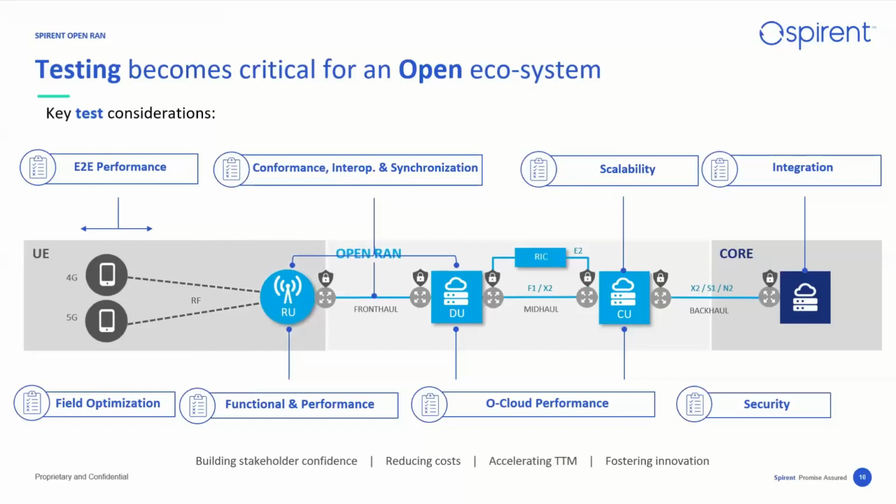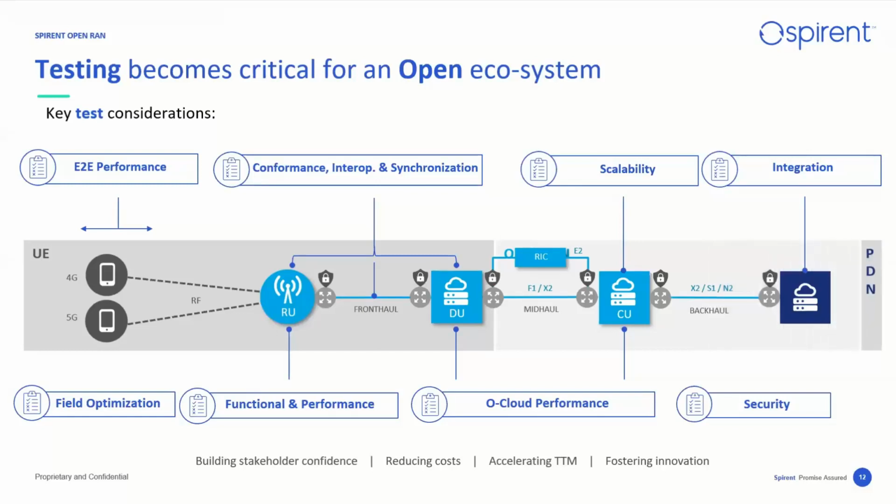So at Spirent, we provide testing where we can isolate, or we can provide just the emulation for the rest of the entities except the device under test. Let's say in some scenario where the DU and CU are the device under test, we can emulate the RU, we can emulate the traffic and number of users, we can emulate the core, and we can provide the complete testing. Moving on, if the CU is the device under test, then we also have to emulate the DU.